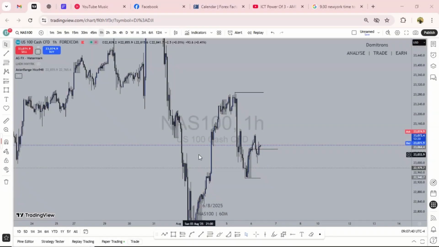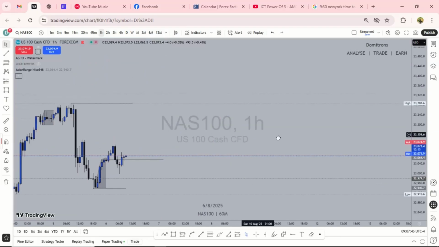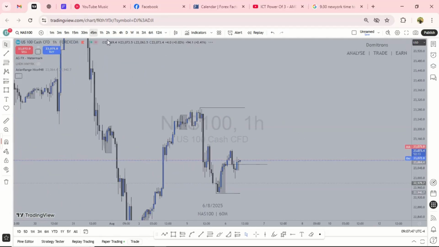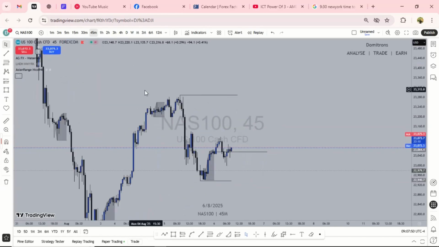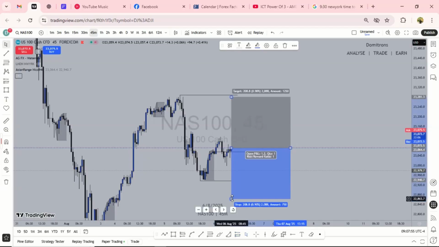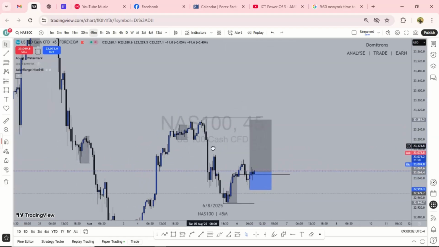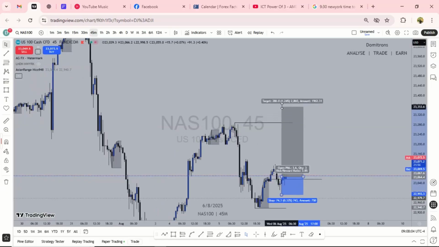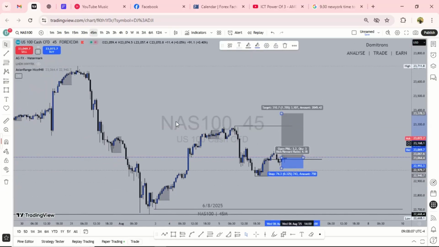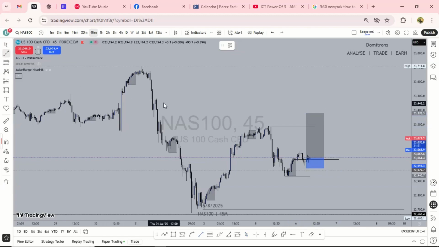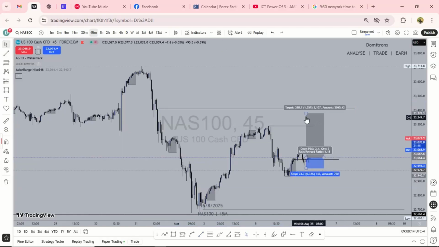Okay, guys, so we'll be doing a live analysis and trade on Nasdaq, and I'm expecting a bullish move on Nasdaq. Stop loss should be here, and we'll be targeting this right here.